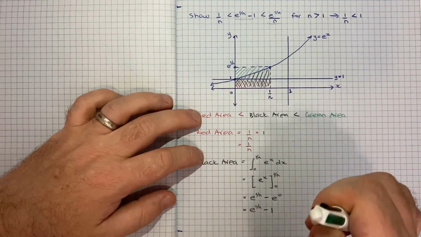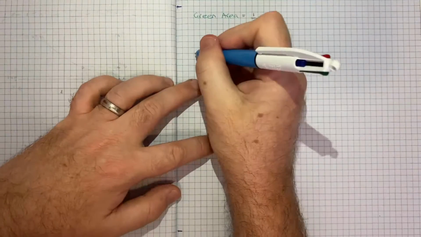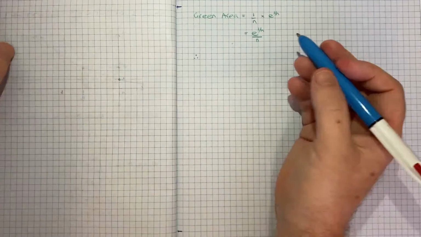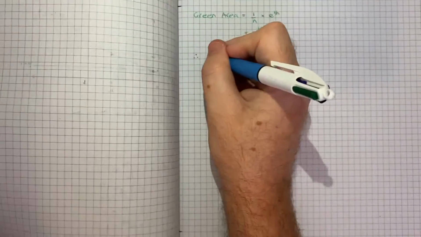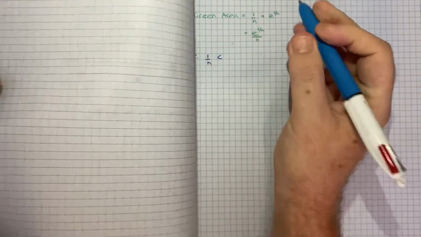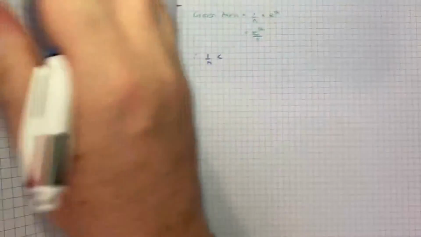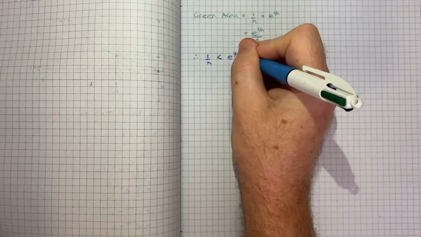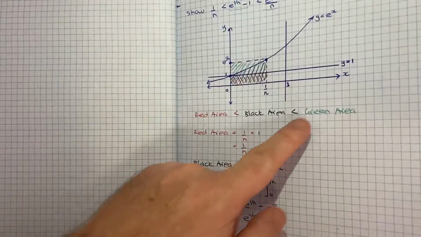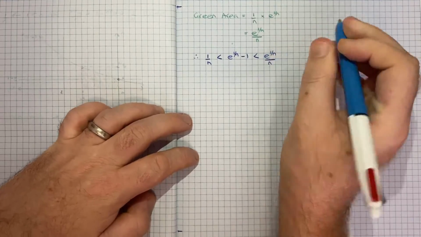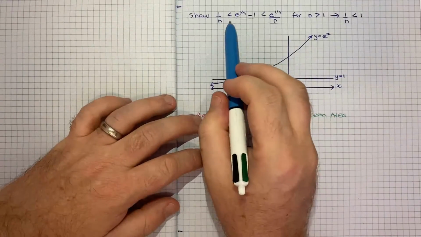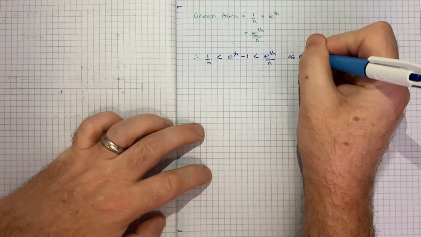So now I can just combine them. I can say, therefore, the red area, 1 on n, is less than the black area, e to the 1 on n minus 1, which is less than the green area, e to the 1 on n. And we see that that is the inequality we were asked to show. So that is the proof right there.